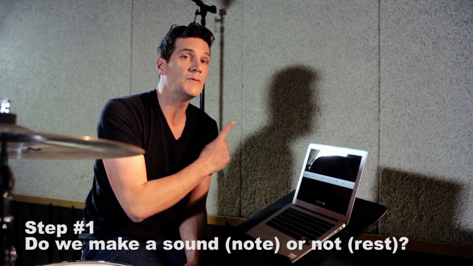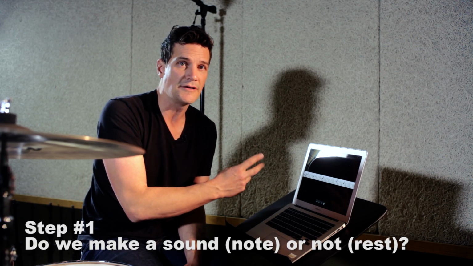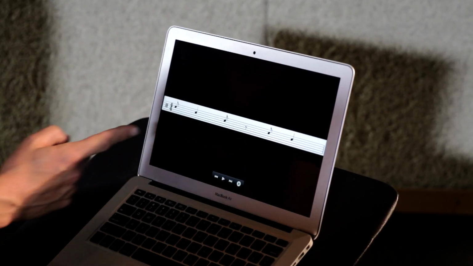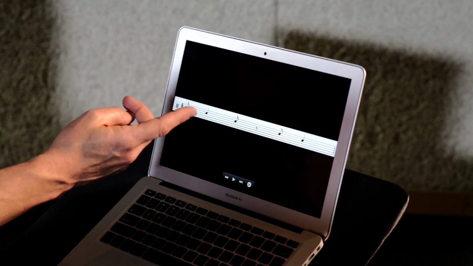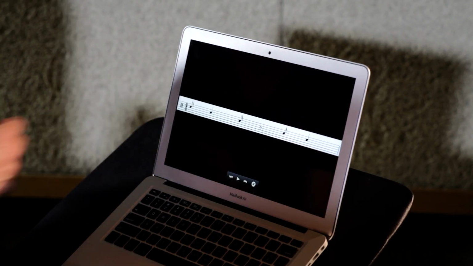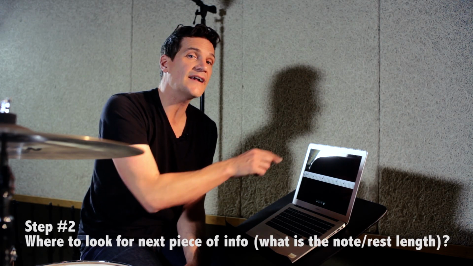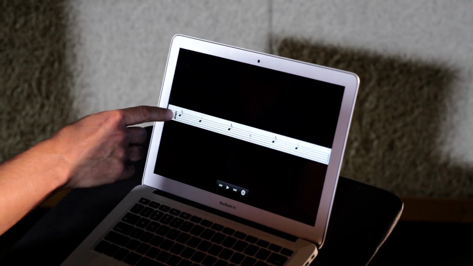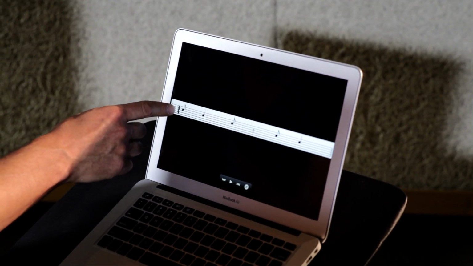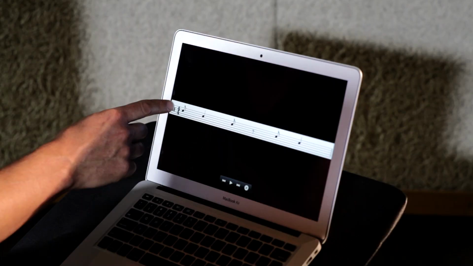The first thing, do we make a sound or do we not make a sound? Making a sound would be any note value. Don't make a sound is any rest, right? That's the first step. The second thing that a note or a rest tells us is what's the value, or where do we look for the next piece of information. Okay, so when I'm talking about the value, I'm talking about the note length. Okay, so in that example, I would talk through with a student. All we're doing is getting two pieces of information from each of these things, and we always start on beat 1. Okay, so we start on beat 1.